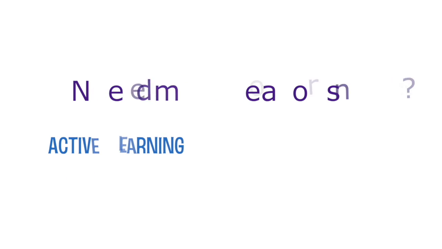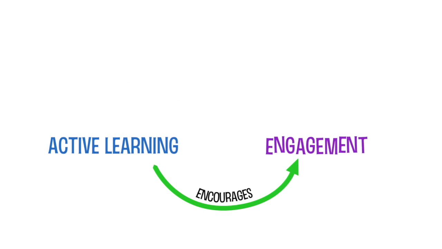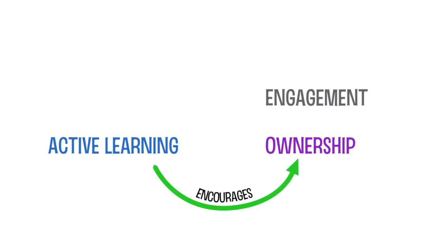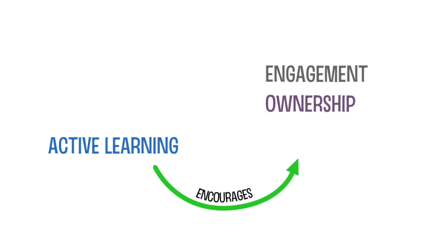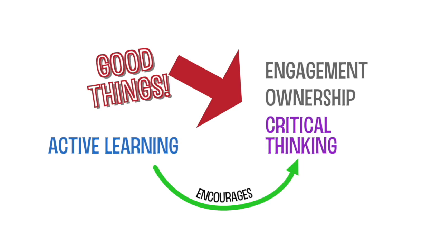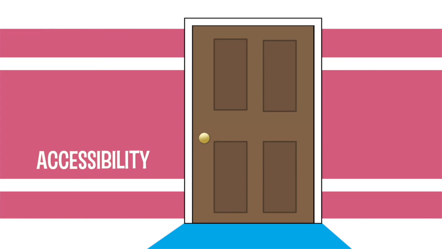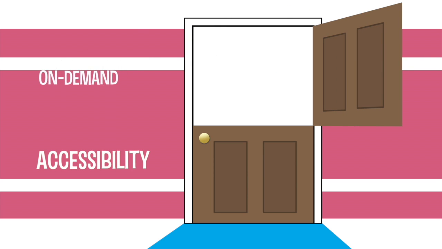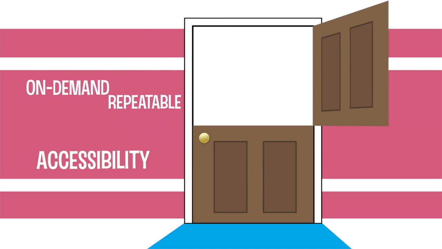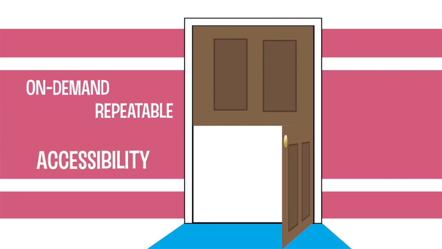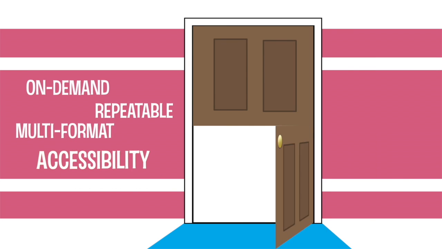So why else? Well, I mentioned active learning. That always tends to help keep students engaged. Always a good thing. It also helps students take ownership of their learning and encourages critical thinking. Also good things. And who doesn't like accessibility? Content created for flipped learning can typically be accessed on demand and students can review it repeatedly. Not to mention you can provide the same info in multiple formats.